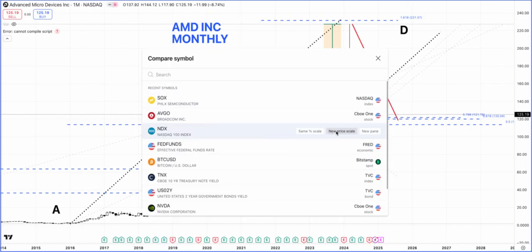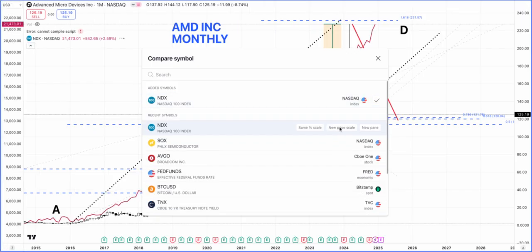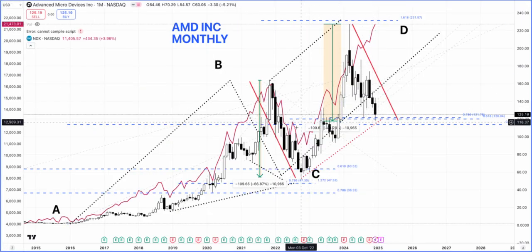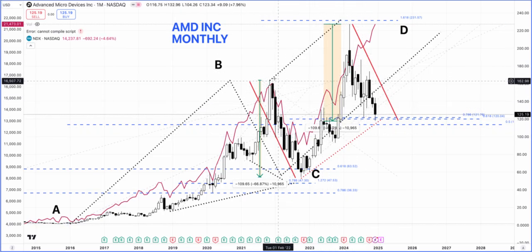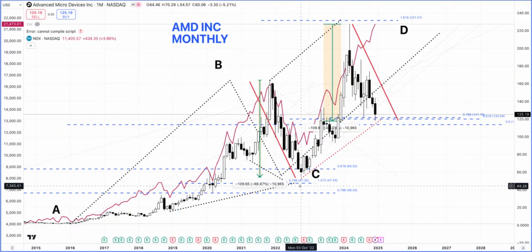So let me do it on a new price scale right here. You can see this divergence here. So look at this part. In this part in 2021, when the stock began to correct, the Nasdaq also was correcting right here. So the overall market, the Nasdaq 100, started to correct. The stock was also correcting.